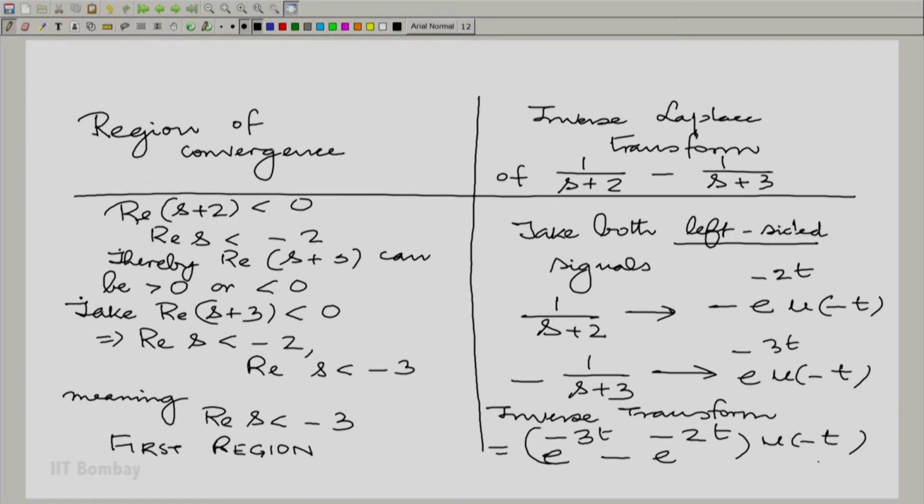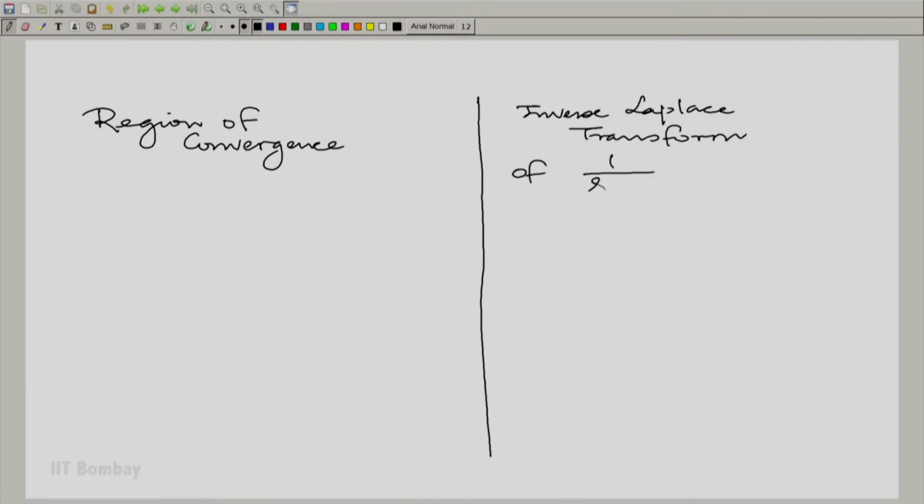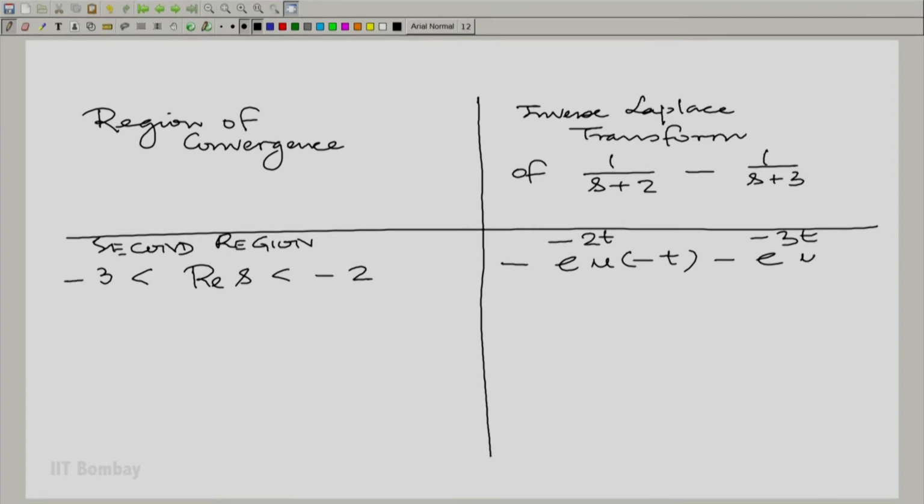Now, let us take the other two regions as well. The second region is where the real part of S lies between these two possibilities, minus 2 and minus 3. So, it is, so to speak, to the right of minus 3 and to the left of minus 2, and therefore, the corresponding inverse Laplace transform would be minus e raised to the power minus 2t u of minus t minus e raised to the power minus 3t u of t.